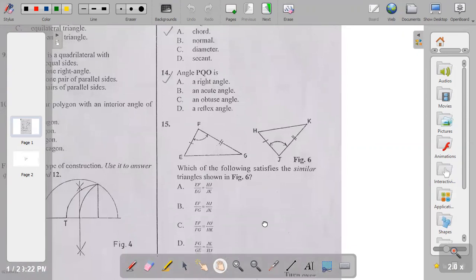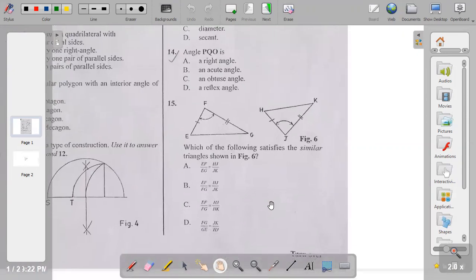Which of the following satisfies the similar triangles shown in figure 6? When you look at these triangles, there are two triangles, EFG and JHK. We want to see the equation that satisfies the similar triangles.